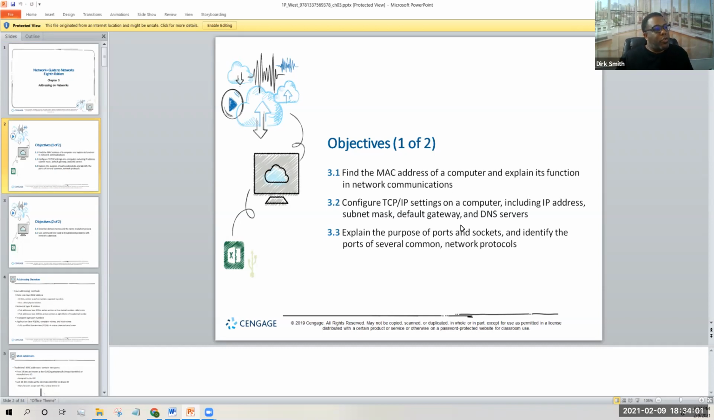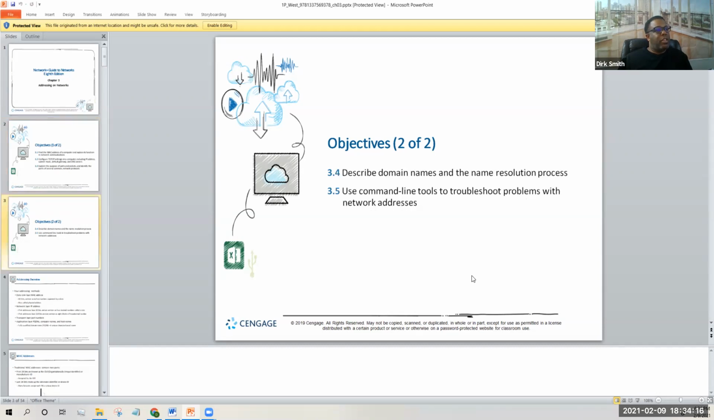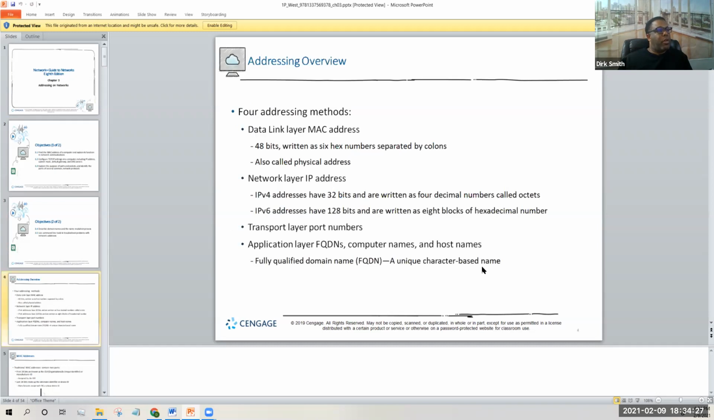But the book also touches on the TCP/IP protocol. It's going to lightly address how it applies to the OSI model, so pay close attention to that. And then it's going to talk about the different sockets and ports and how things communicate. And then we're going to touch base on domains and some command line tools. These are just common things that we normally use when we're dealing with networks.